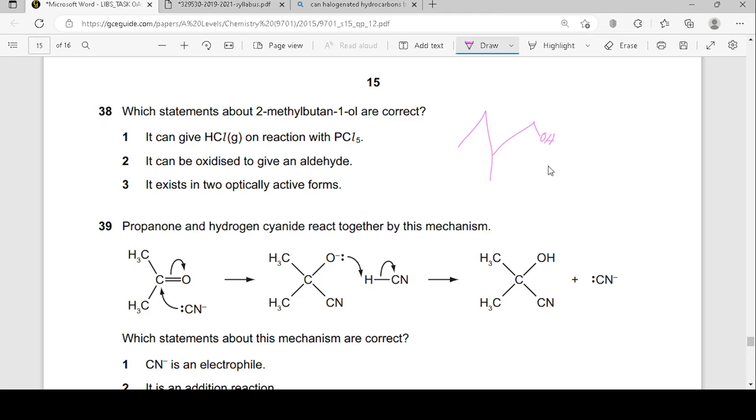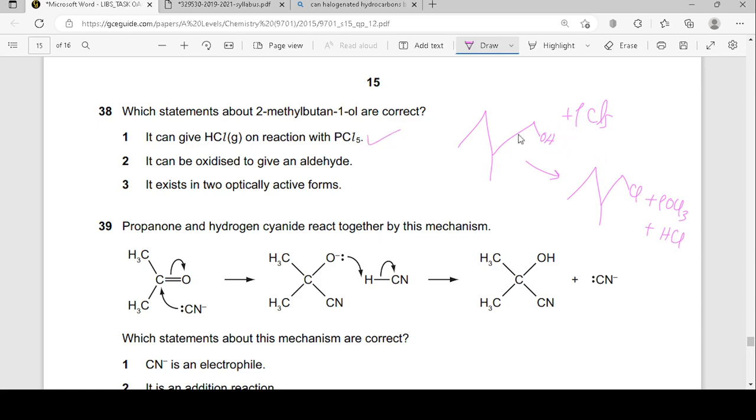It can give HCl on reaction with PCl5. So on reaction with PCl5, what will I get? Let me just write plus PCl5, okay? That gives me Cl over here, and then this stays here, and I get POCl3, and I get HCl for sure, because my O has gone with that, and Cl3, so one Cl went here, and one Cl is left, and then from the H on the O, it goes here, so HCl.